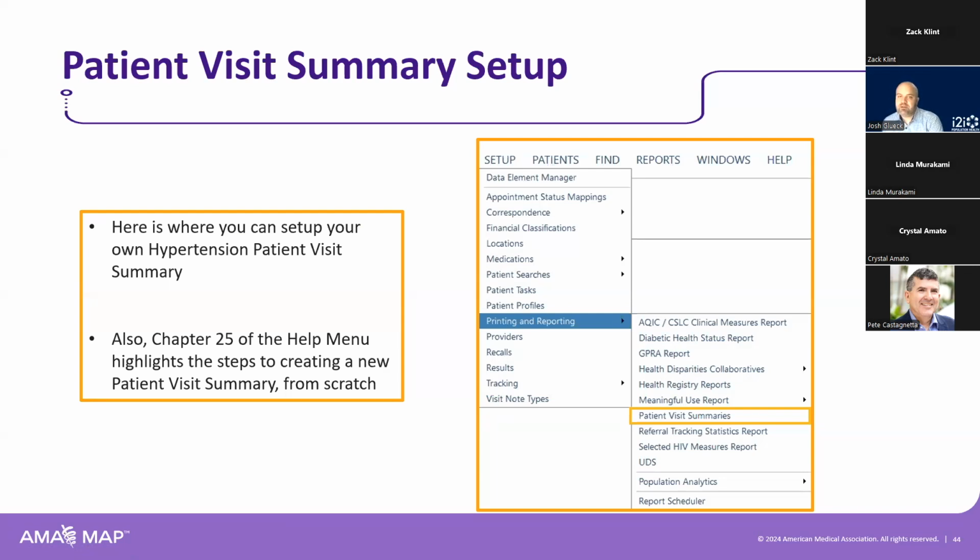But it's also in chapter 25 of the help menu that's in I2I Tracks. And it'll teach you how to create a patient visit summary, how to create your patient profiles, and do all of those things from scratch. So we've got lots and lots of tools available at your disposal to make sure that you're measuring accurately, review those levels and the measurements that your team has been taking, and also tools that you can use to partner with your patients.